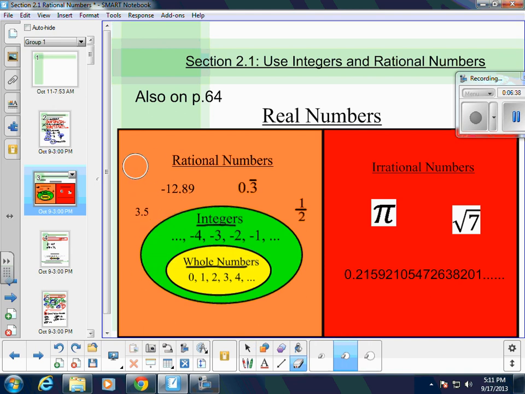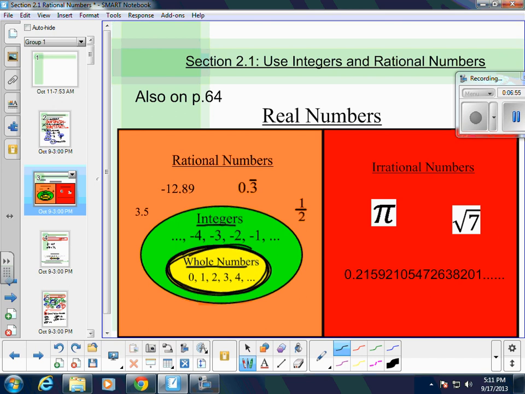So there's the kind of inside, the yellow circle there, there's whole numbers. We talked about those first. 0, 1, 2, 3, 4, all the numbers you can count, positive numbers, starts with 0. So let's think of all the numbers that are whole numbers being inside this yellow oval right here.